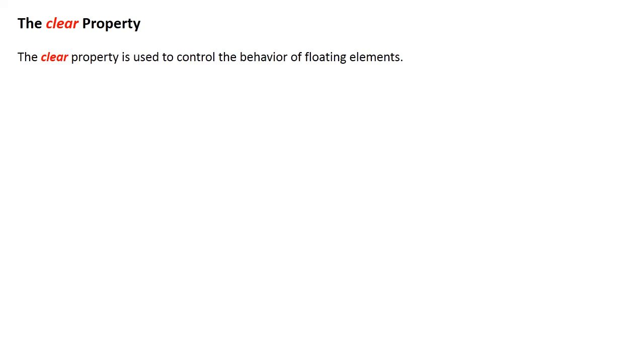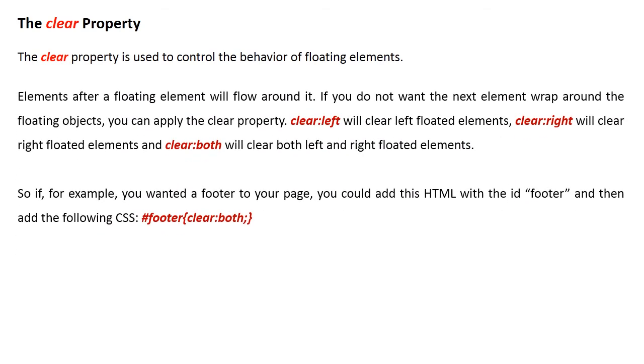Then the clear property. The clear property is used to control the behavior of floating elements. Elements after a floating element will flow around it. If you do not want the next element wrapped around the floating object, you can apply the clear property, that is to clear both. Clear left will clear left floating elements, clear right will clear right floating elements, and clear both will clear both left and right floating elements.